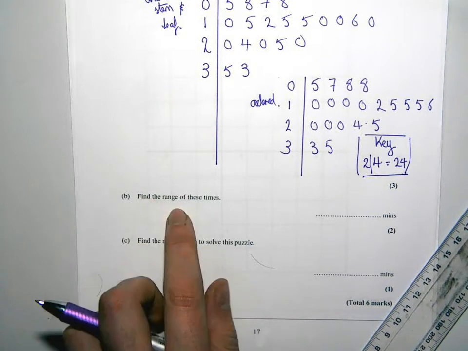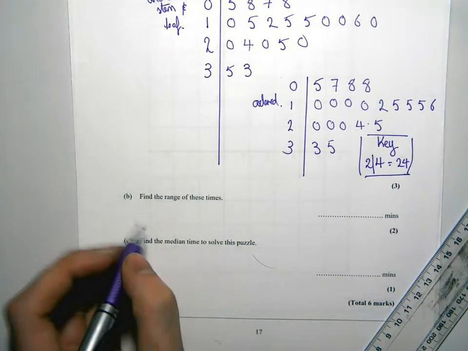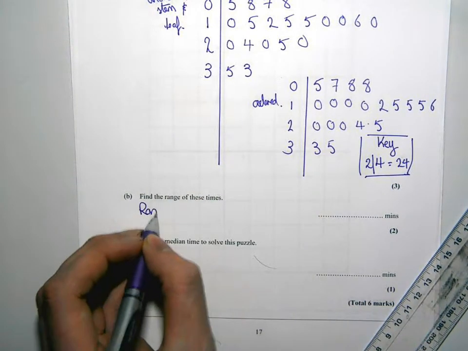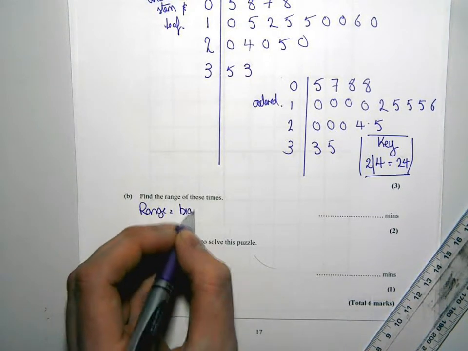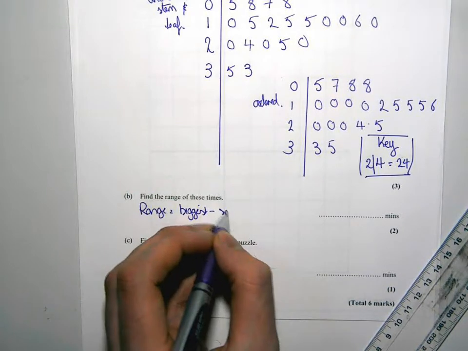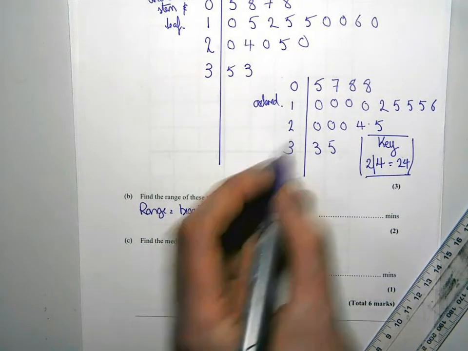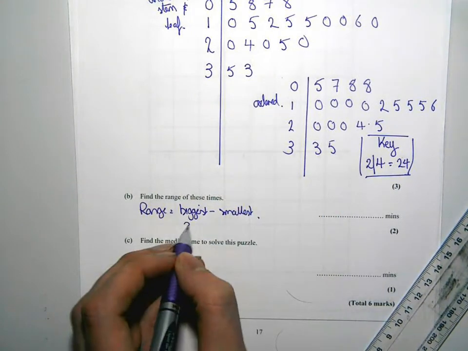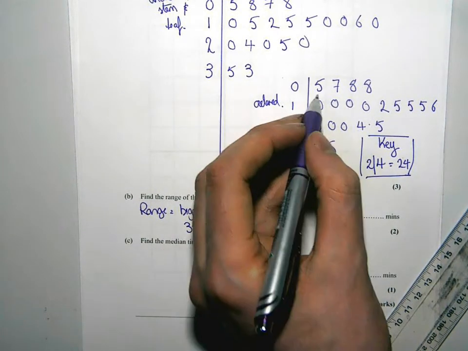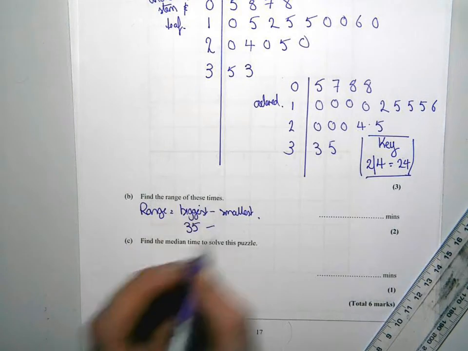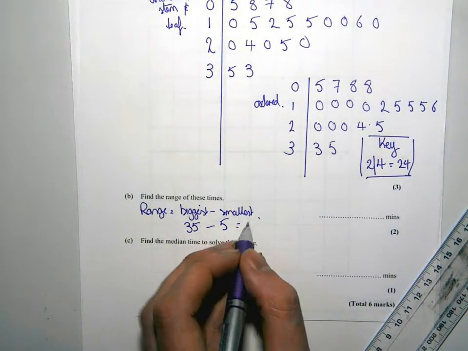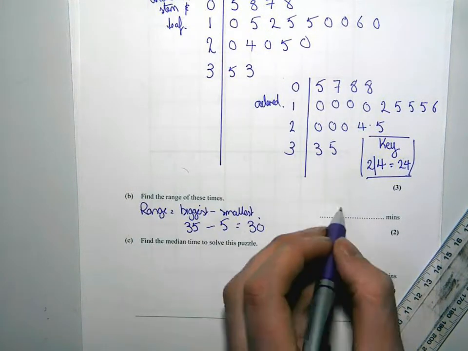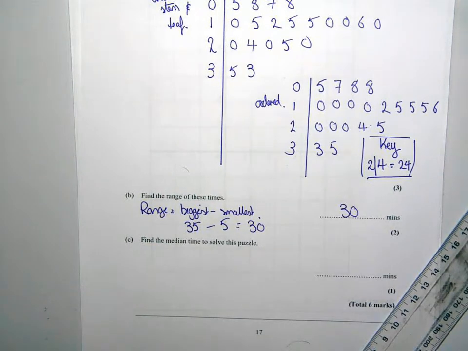Now, what's the next bit say? Find the range of these items. So range means biggest minus smallest. Now the biggest value here, the most amount of time anyone took, is this one. That stands for 35. So 35 minus, and the smallest time that anyone ever took was 5. That's just 5. 35 minus 5 is 30. So the range of these, the amount of time in between the slowest and the quickest, is 30 minutes.